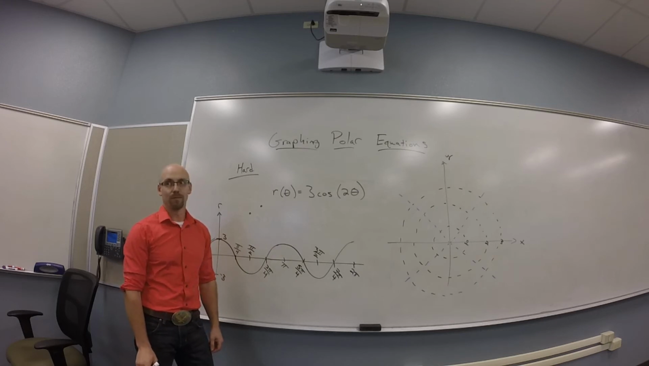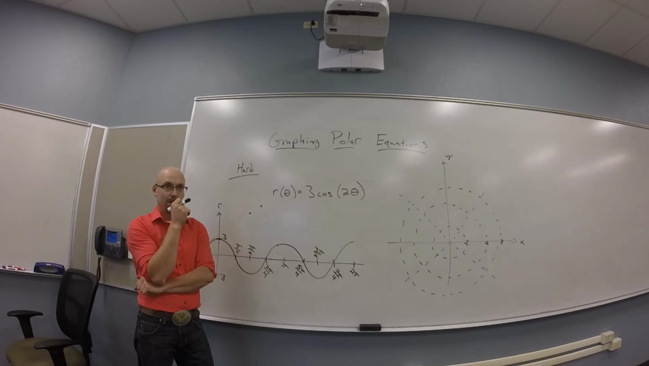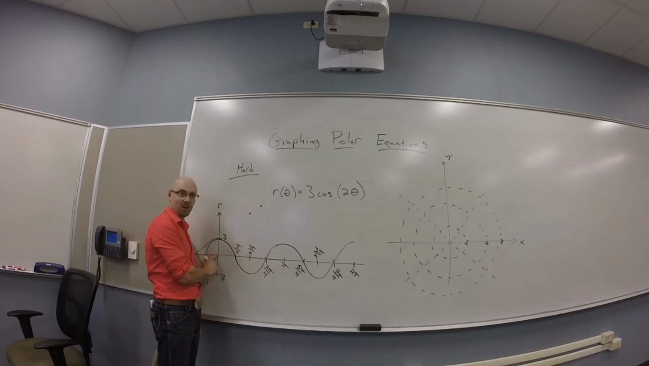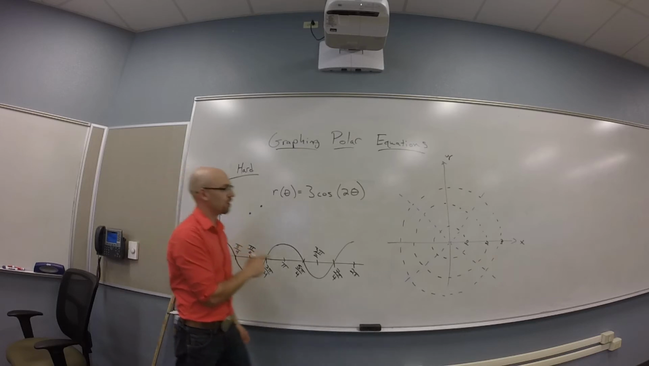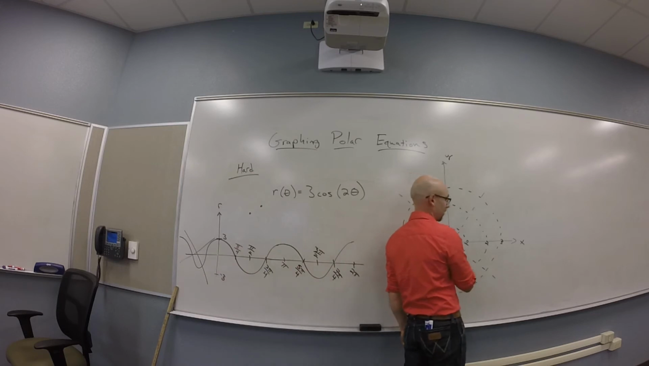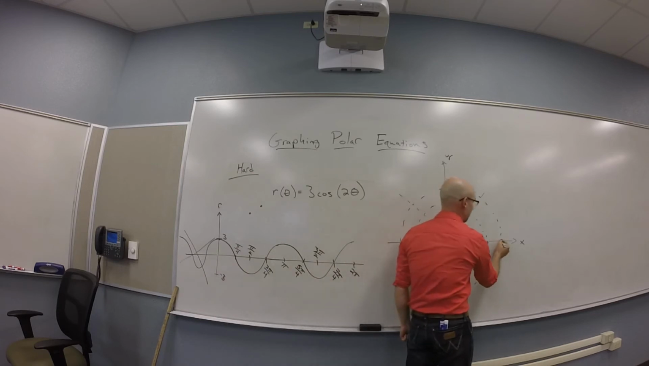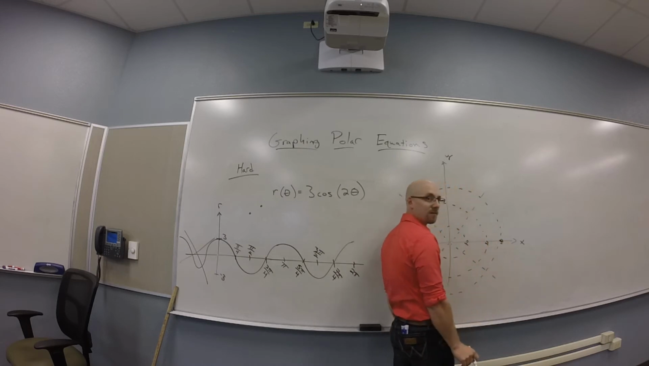Now what do I need to do? Graph easy points. So at angle 0, what's the radius? Radius is 3. So at angle 0, I go out to 3. Okay, so we're starting there.